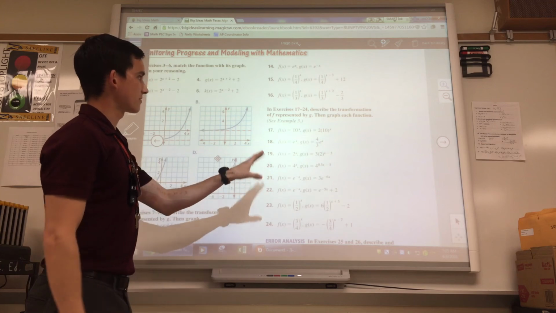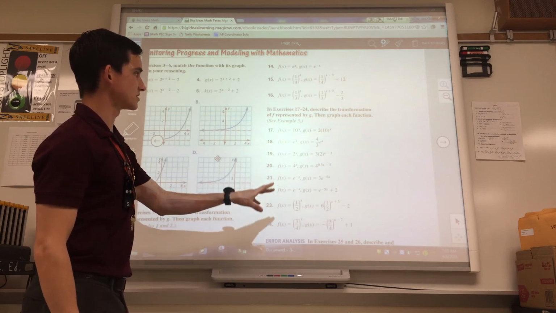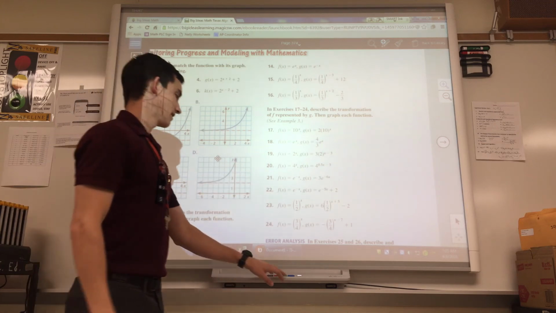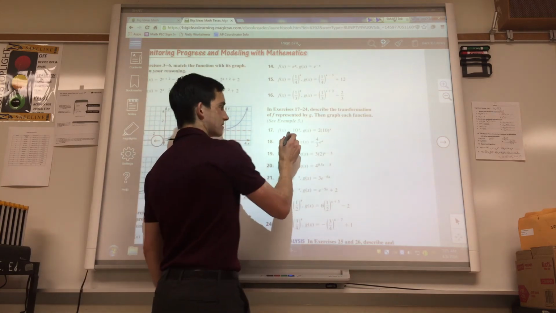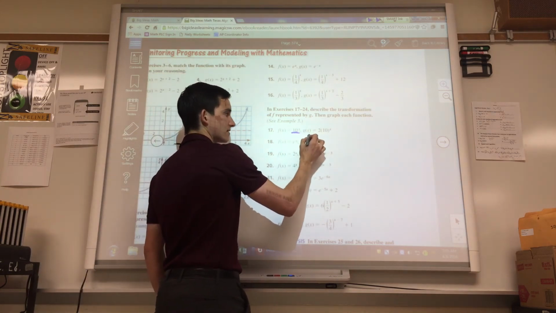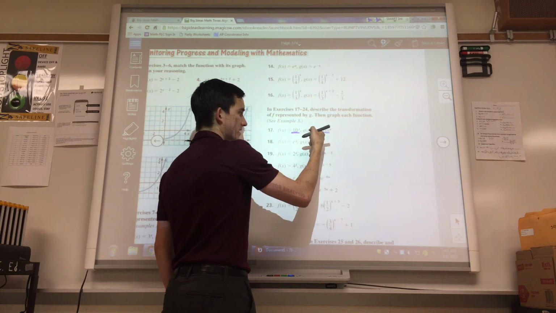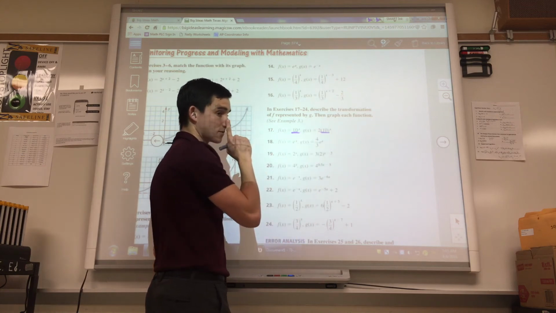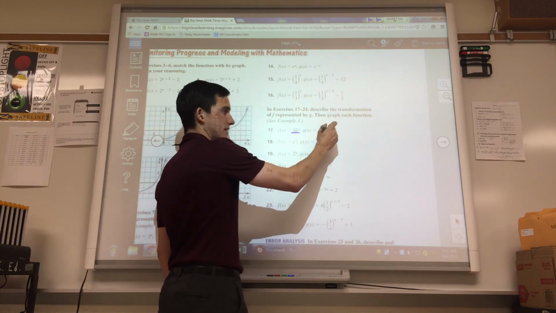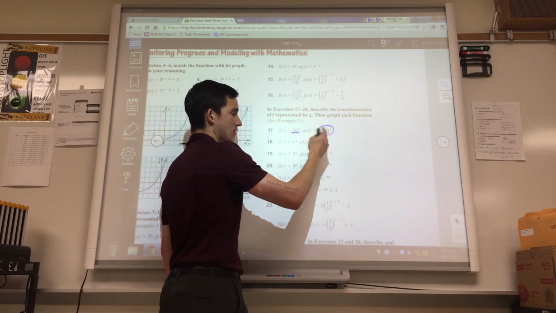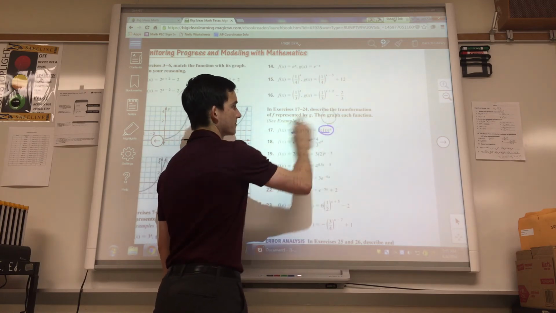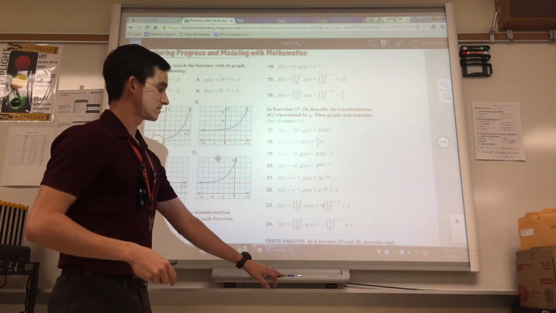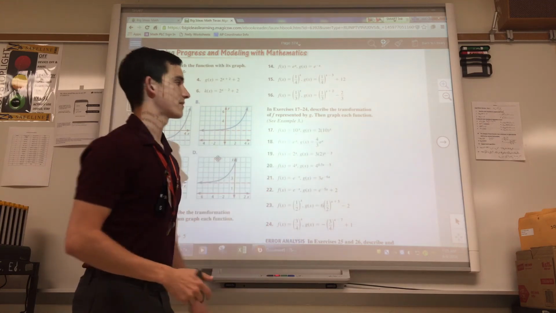Let's see. Describe the transformation of f represented by g, then graph each function. So notice, here's an exponential with a base 10. This is base 10 also, but now it's stretched by a factor of 2. Notice my base is not 20. You first raise 10 to the x power, and then you multiply by 2. Okay? So my base is 10, stretched by a factor of 2 though.